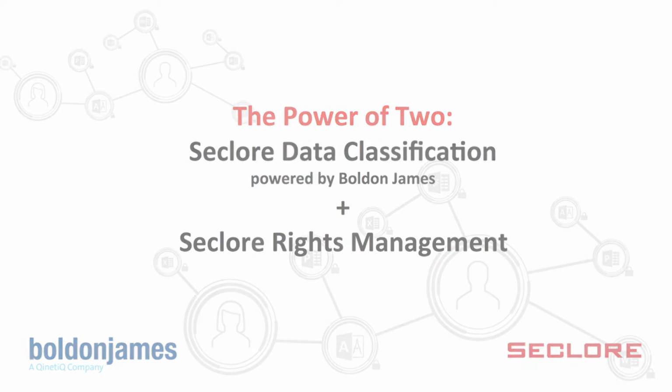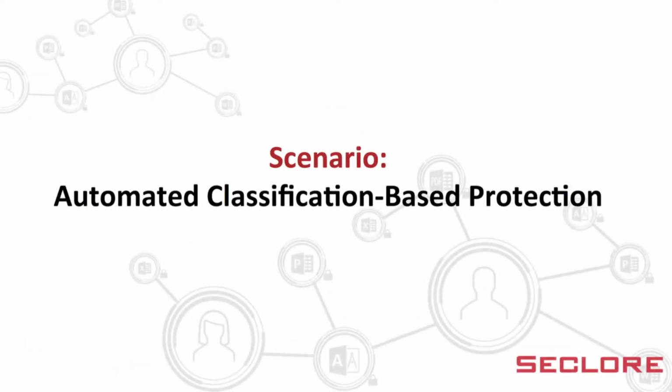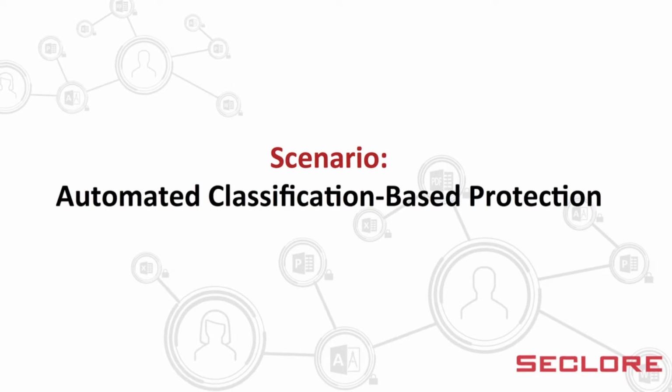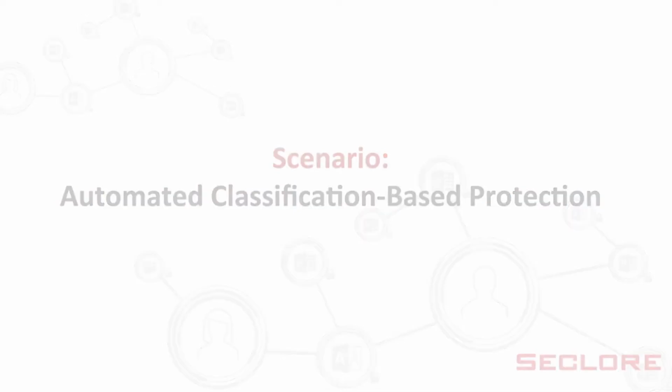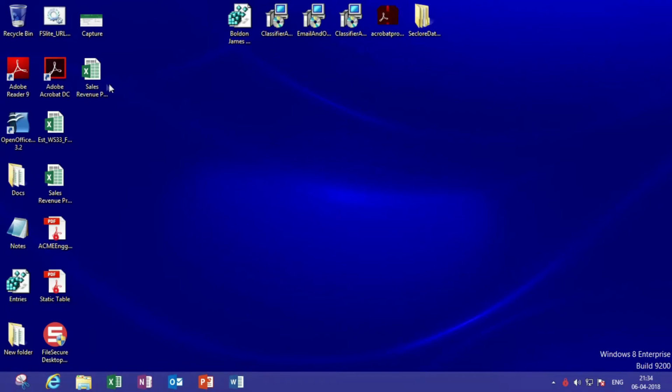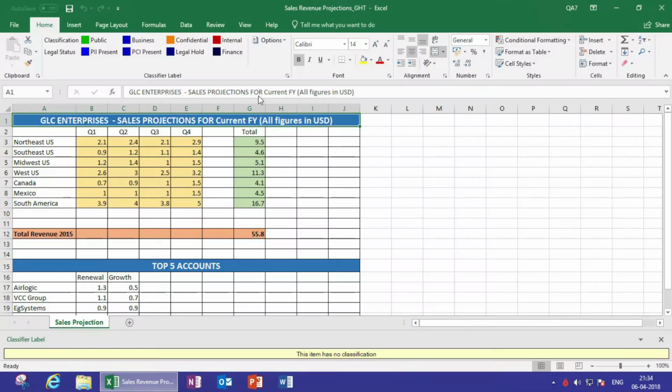Let's get started. In this first scenario, we'll show you how Seclore data classification, powered by Boldon James, integrates with Seclore Rights Management to automatically add granular usage controls based on classification labels. Let's start with showing you how to classify, enforce, and track information when utilized and shared.